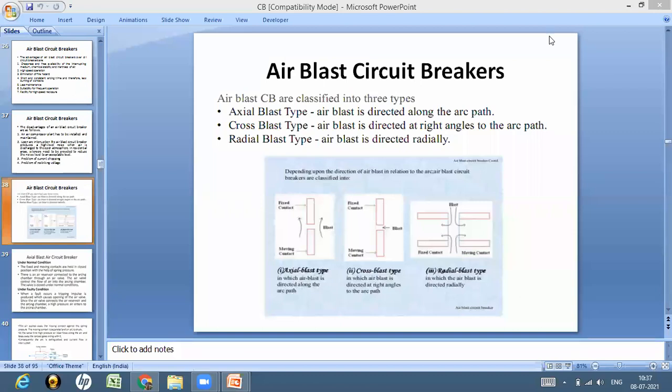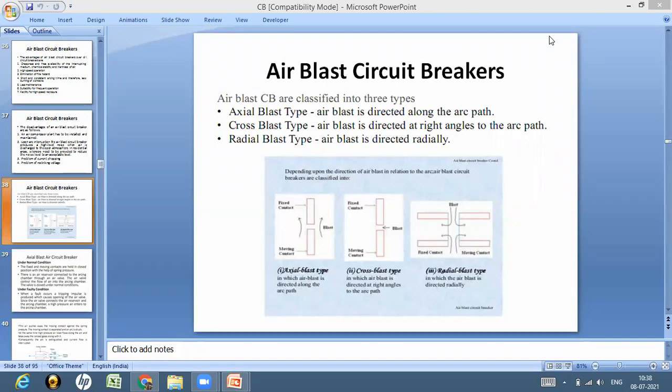If you remember, in my previous lecture we started with the air blast circuit breaker. In an air blast circuit breaker, when the arc is generated between the two contacts, that is the moving contact and the fixed contact, we have to quench or remove this arc. For quenching this arc, we provide a blow of air, and due to this blow of air, the arc will be quenched.